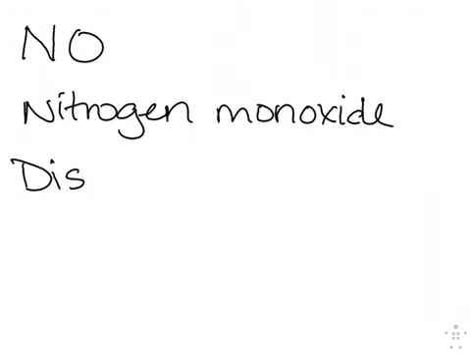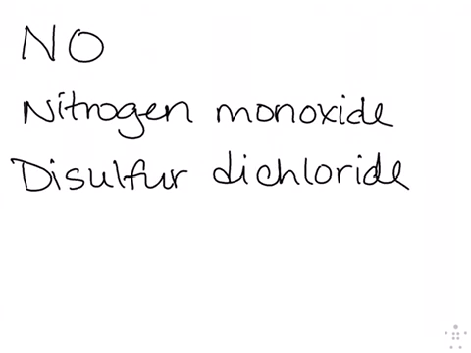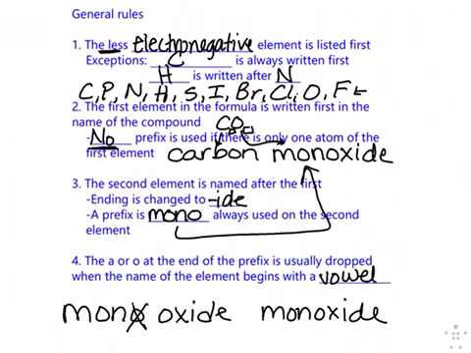What if we had disulfur dichloride? How would we write this in a formula? Sulfur, and then the little 2 because di means 2. Chloride, Cl, and then also a 2. Does that make sense? These ones are pretty simple. We don't have to worry about balancing out charges. We just have to pretty much just memorize what the prefixes mean. Okay? Make sure you are aware of these exceptions.